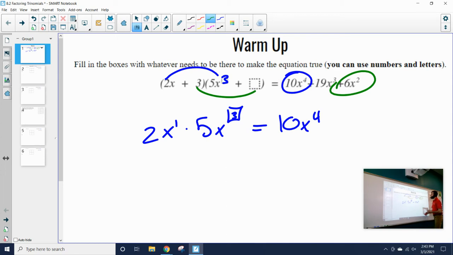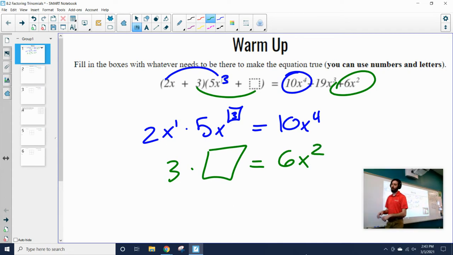We can use that same strategy to help us figure out the last part. We know it's 3 times some numbers, letters, whatever, is going to have to give us 6x squared. Well, 3 is just a coefficient, so we know our coefficients multiply together. So 3 times what other number is going to give me a coefficient of 6? 3 times 2. And then neither of these values have an x squared in them so far, so I know I can just add on an x squared because currently 3 has no x's. So in order to get these x squareds in here, I'm going to have to at least have x squared. So 3 times 2x squared would give me 6x squared.